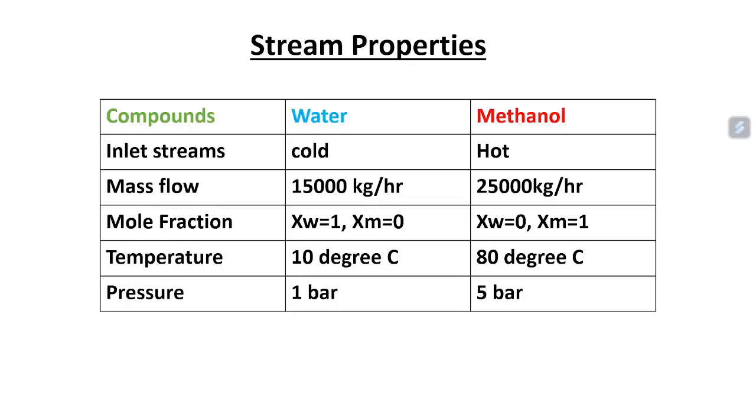We are going to use water and methanol as our streams. So the properties of water and methanol are given. Water will be our cold stream, which will be at 10 degrees Celsius and 1 bar pressure, flowing at 15,000 kg per hour. Methanol is our hot stream, which we want to cool, which is at 80 degrees Celsius and 5 bar pressure and flowing at 25,000 kg per hour. For mole fraction, I have considered XW equal to 1, that is the mole fraction of water in the water stream is 1, and definitely methanol is 0, and vice versa in methanol.